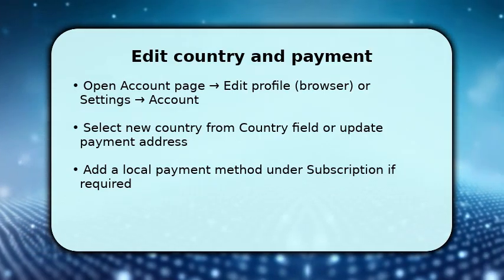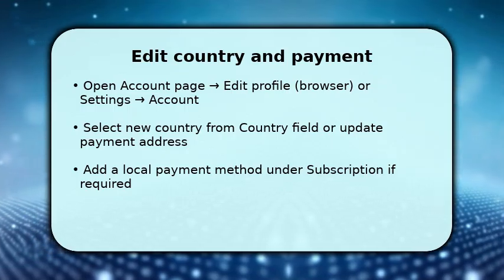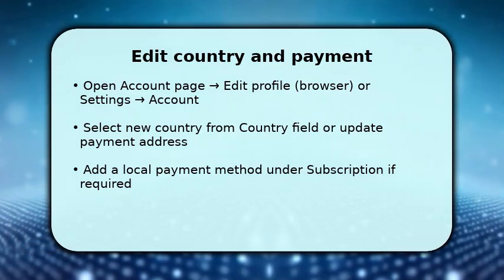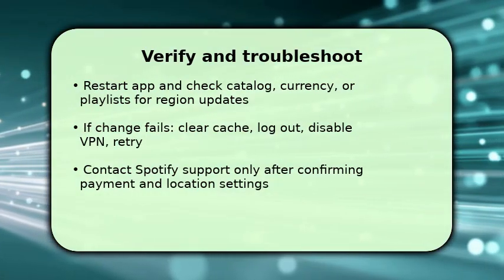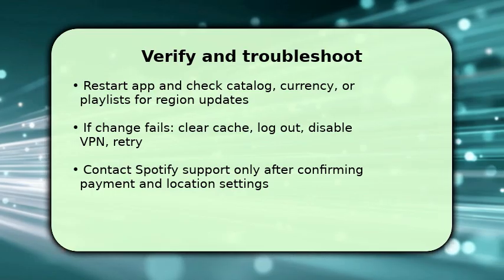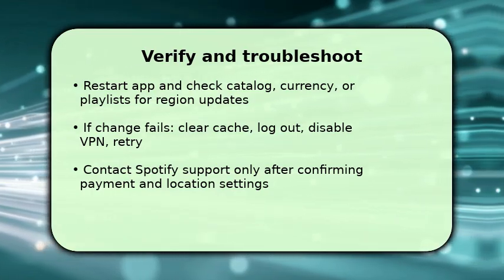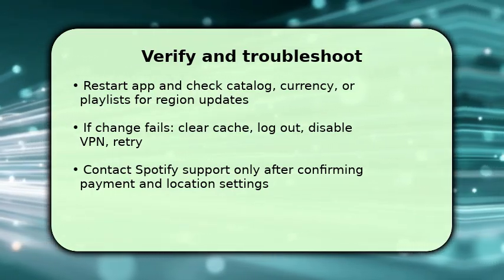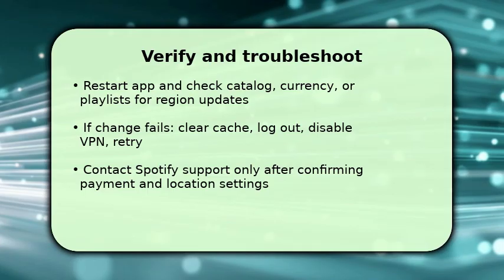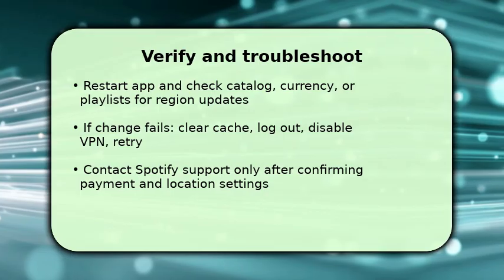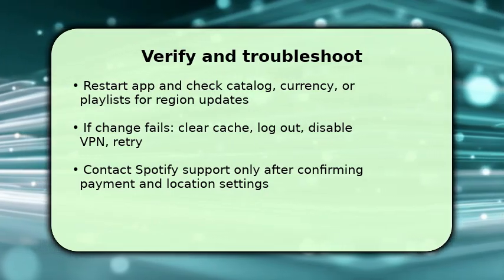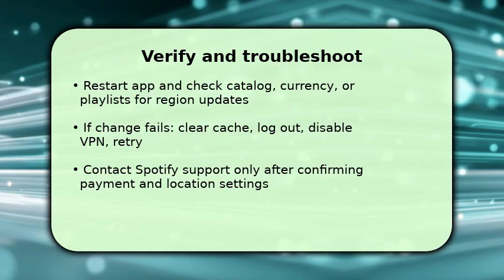Finish by restarting the app and confirming changes. Check pricing currency, region-specific playlists, or availability of local content to ensure Spotify recognized your new location. If it didn't update, clear the app cache, fully log out, disable any VPN or proxy, and try again. Sometimes waiting 24 hours helps if IP geolocation needs to refresh. If you still can't change the country, verify your payment details match.